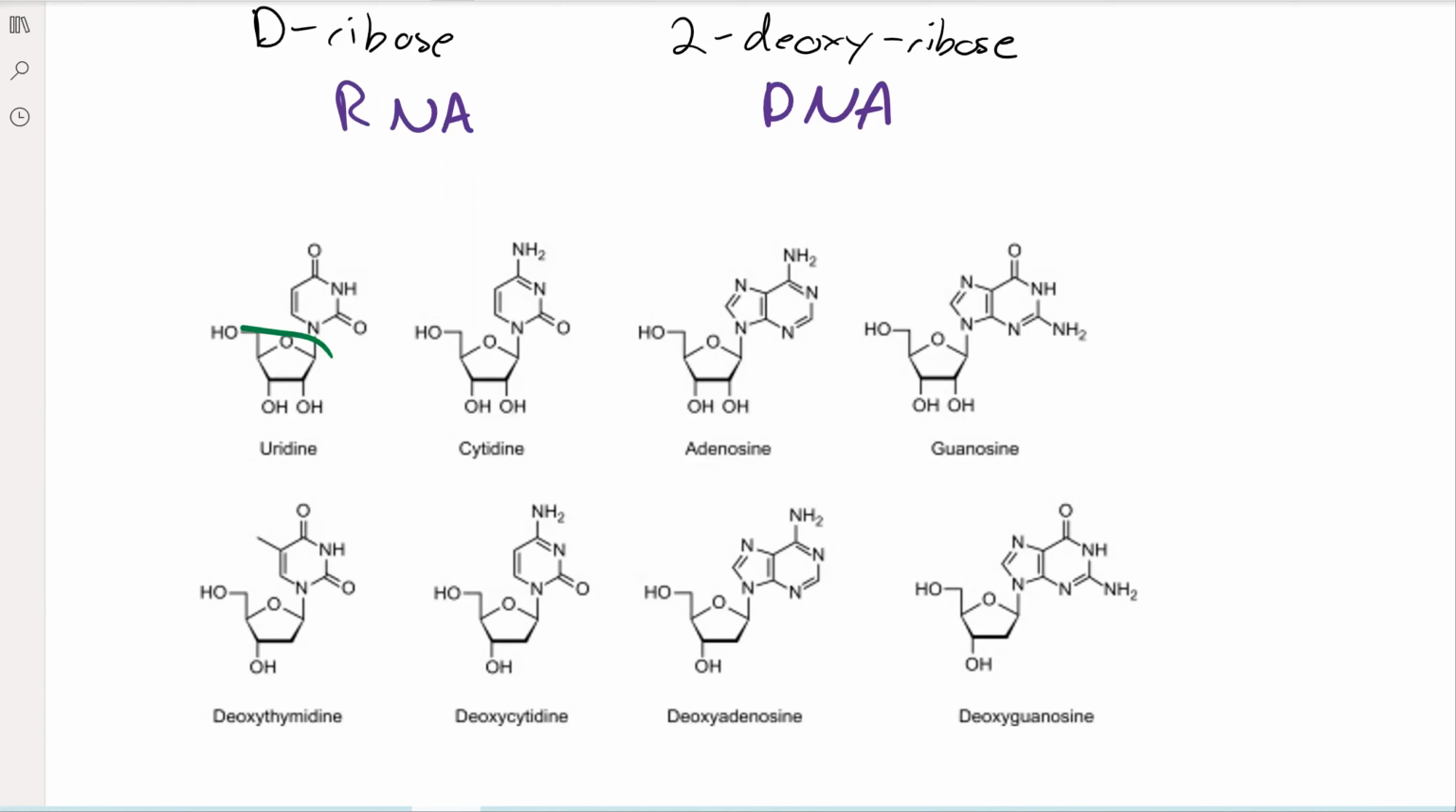You can tell they're made out of a sugar, and then we'll let you learn more about these aromatic nitrogen-containing rings. Again, with the RNA, we have this OH here. With the DNA, it's the deoxy. So we do not have that OH there. And then of course, one of the DNA bases is different, right? This one does not have a methyl group. This one does have a methyl group.